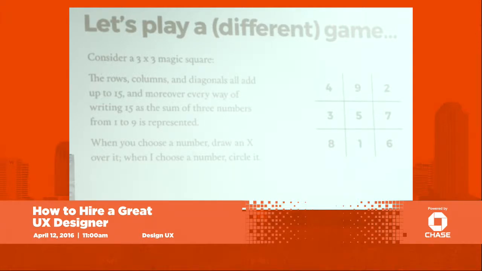This time, as it says, the rows, columns, and diagonals all add up to 15, and moreover, every way of writing 15 as the sum of three numbers from 1 to 9 is represented in this magic square. So write that on the sheet of paper. When you choose a number, one of you draws an X over it. When the other person chooses a number, they draw a circle over it. I think you see where this is going. Go ahead and play this game. 2 minutes.